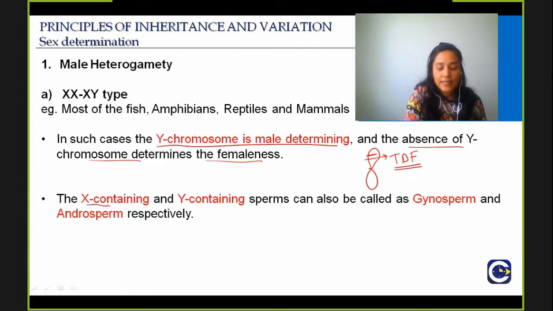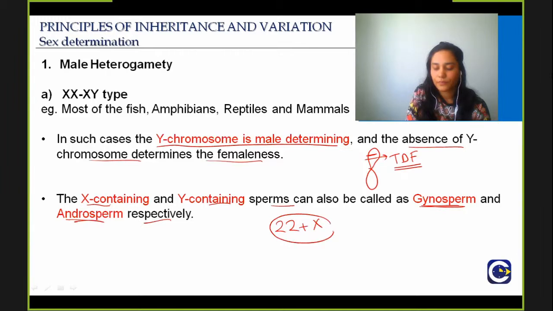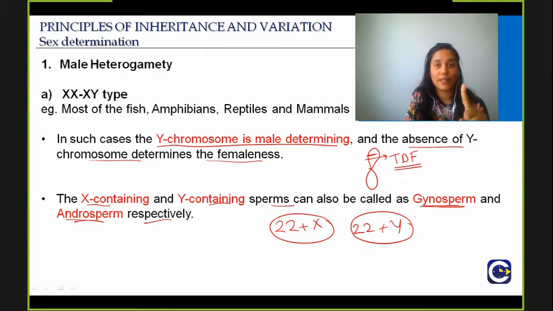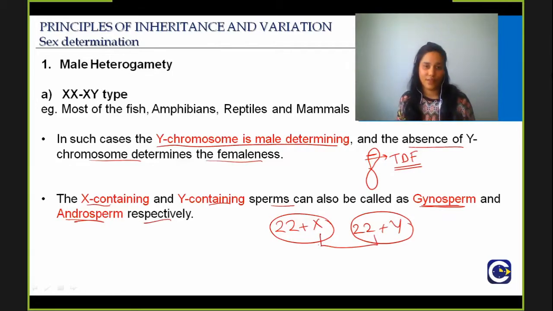Then the X containing and Y containing sperms can also be called gynosperm and androsperm respectively. For example, the 22 plus X gamete and 22 plus Y gamete. This is what they are talking about, because after meiosis, sperms will contain only half of the genetic material. So these are the two different types of gametes that will be there.